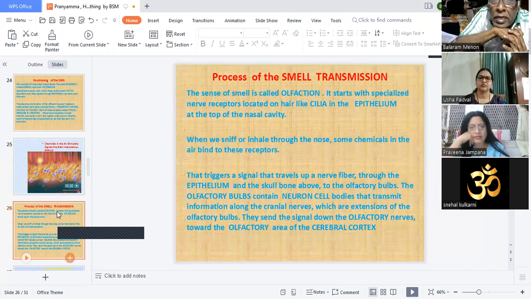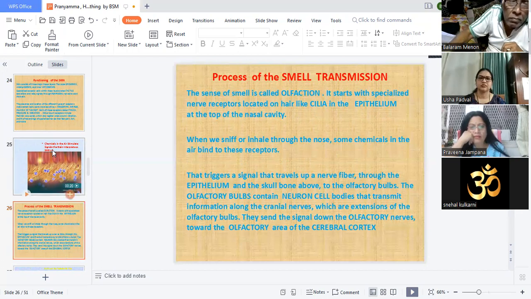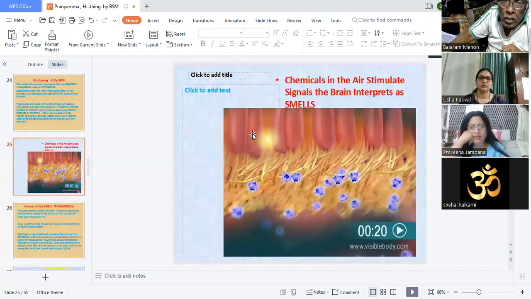It starts with the specialized nerve receptors located in the hair-like cilia in the epithelium at the top of the nasal cavity. The epithelium is situated at the top of the nasal cavity. These are the hairs which are there.